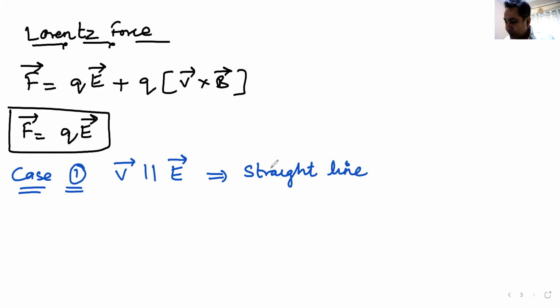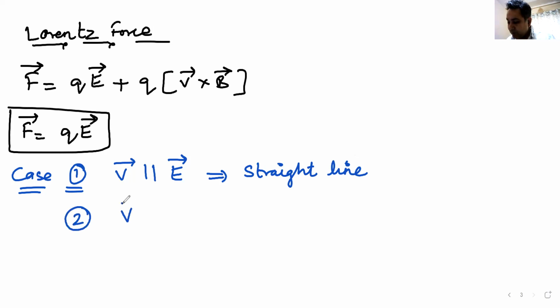Yes or no? Depending on whether the particle is a positive or negative charge, the speed will keep on decreasing. It will become zero and then it will turn back. The motion would be a straight line motion.